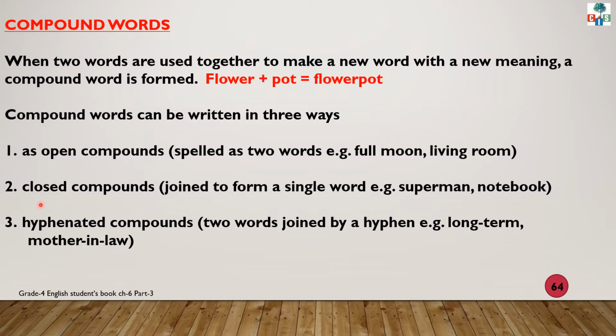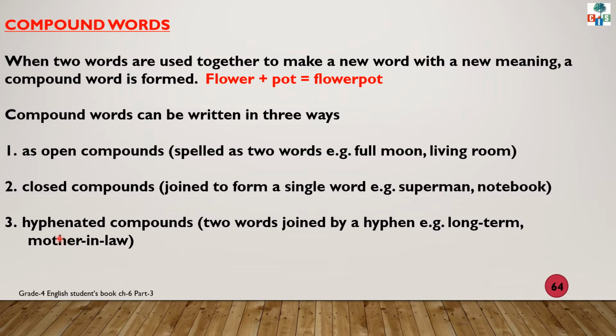Second is closed compounds, joined to form a single word. Example, Superman, notebook. Note plus book is equal to notebook. There is no space between these two words. Superman. They are joined without space.